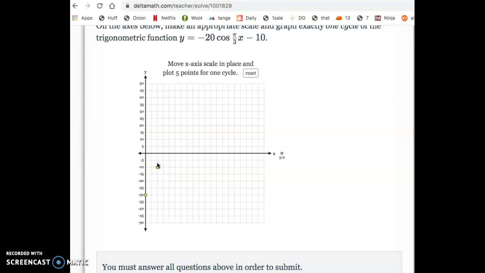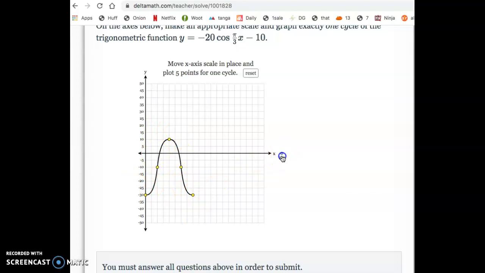That's the midline. And then my max was 10. Remember, it was D plus 20. So -10 plus 20 is 10, so that's going to be here. And I'm just making sure that I'm spacing this out. There's 2, 2, 2. Midline, min. So that's one cosine graph.